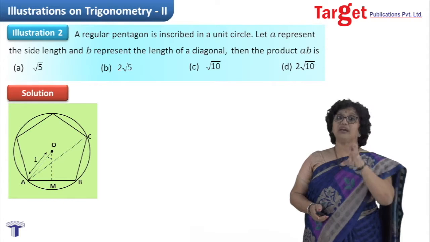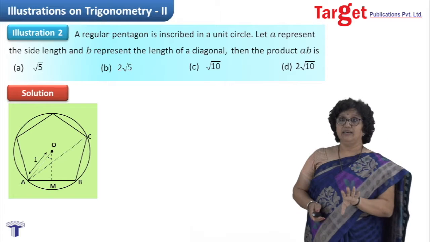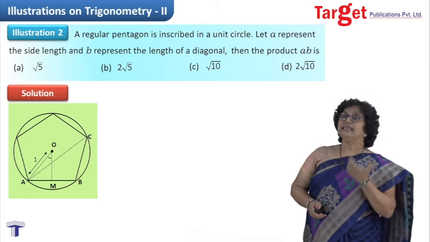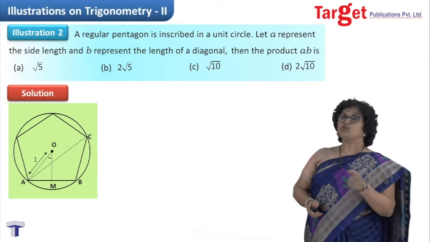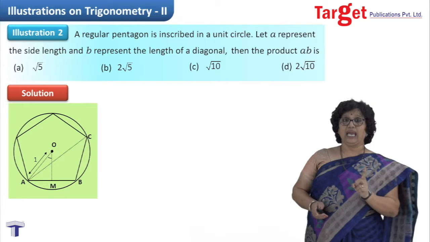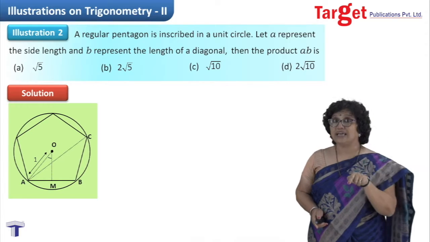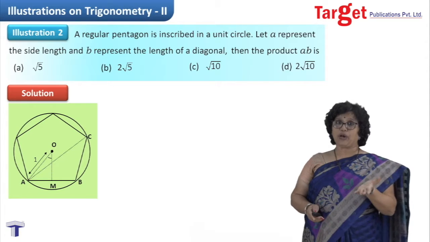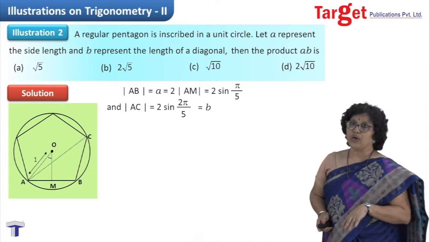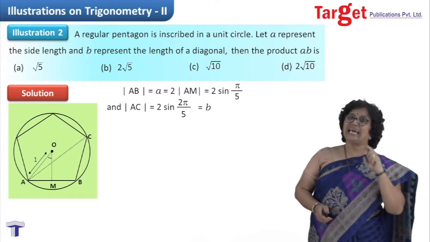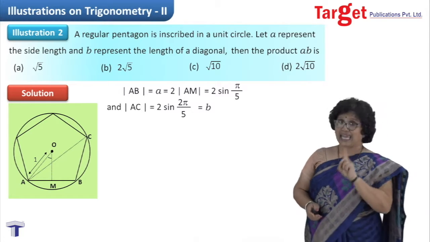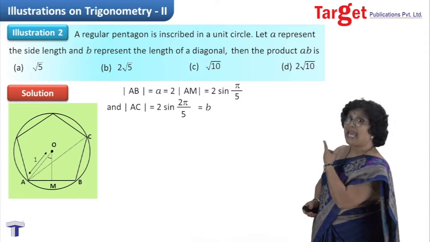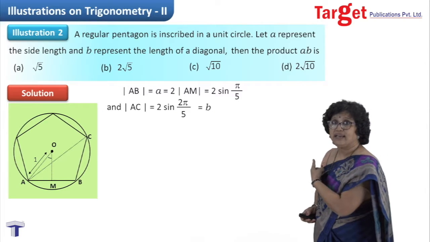That a regular pentagon is inscribed in a circle and side length is given as A. So length AB would be A, correct? And unit circle means radius is 1. And I have shown M as midpoint of AB in the picture. So I write certain things from there. I write length AB is A, which is 2 times AM. I hope everyone finds that.